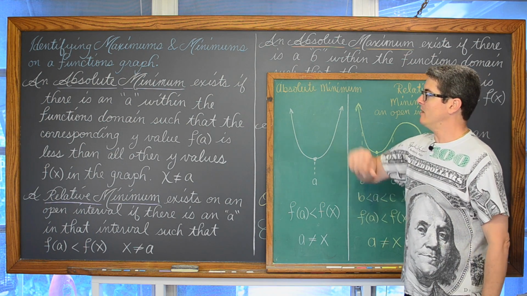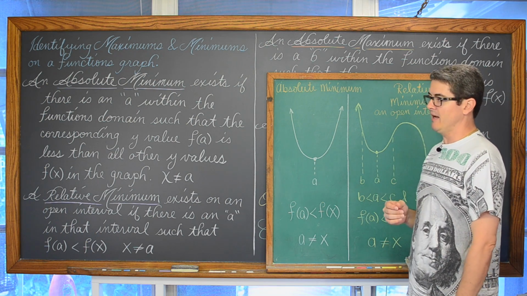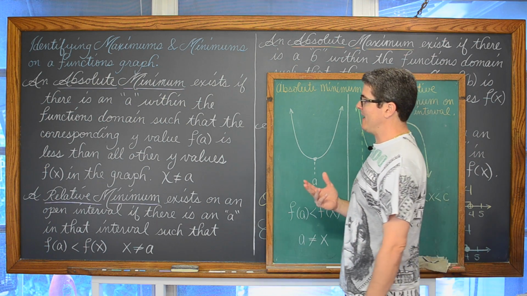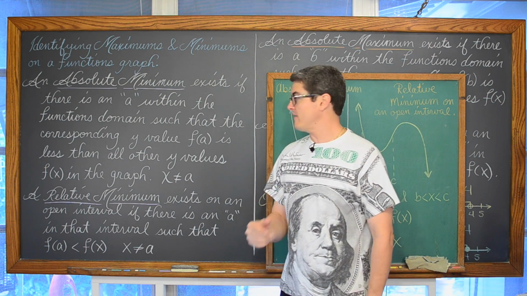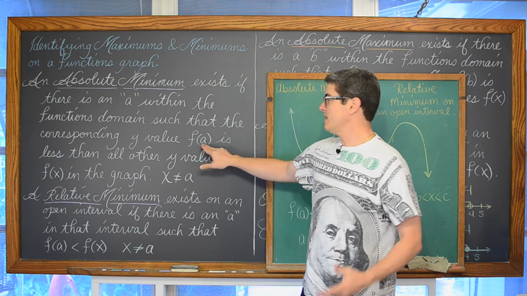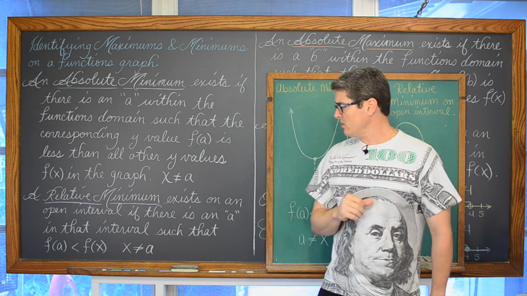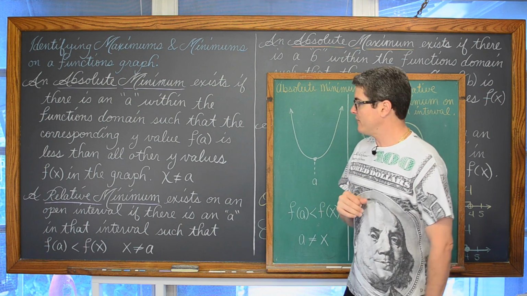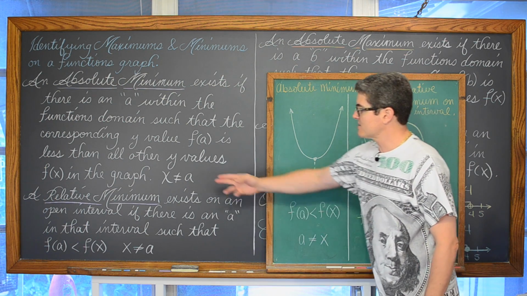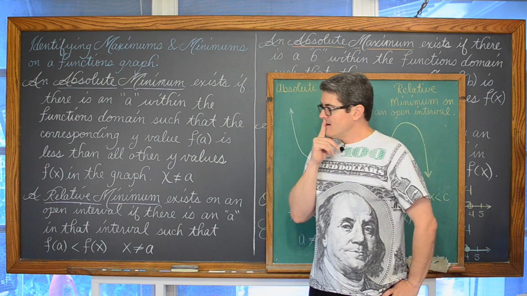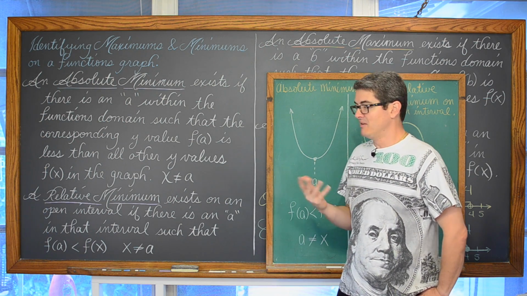Well, an absolute minimum exists if there is an a within the function domain such that the corresponding value of y, written as f of a, because we're using function notation, is less than all other y values f of x in the graph, where x is not equal to a. That sounds very mathy, and it is.